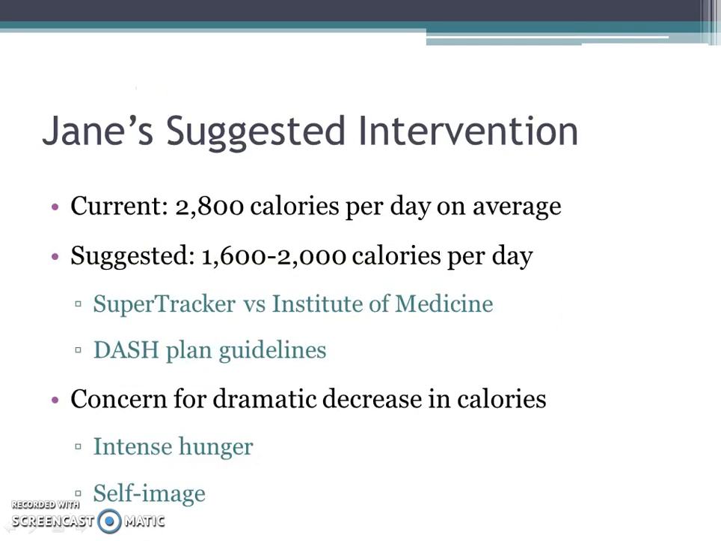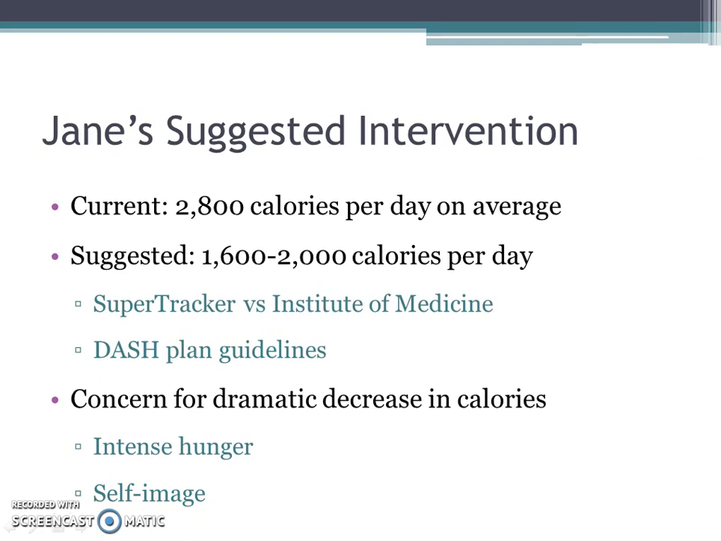Jane currently consumes 2,800 calories on average based on her 3-day food record. When analyzing her 3-day record, MyPlate Super Tracker recommended that she consume 1,600 calories. And in comparison to that, the Institute of Medicine recommends approximately 2,400 calories per day for a female of her age. It is my suggestion that Jane work towards a caloric intake of 1,600 to 2,000 calories per day while following the heart-healthy guidelines of the DASH diet.